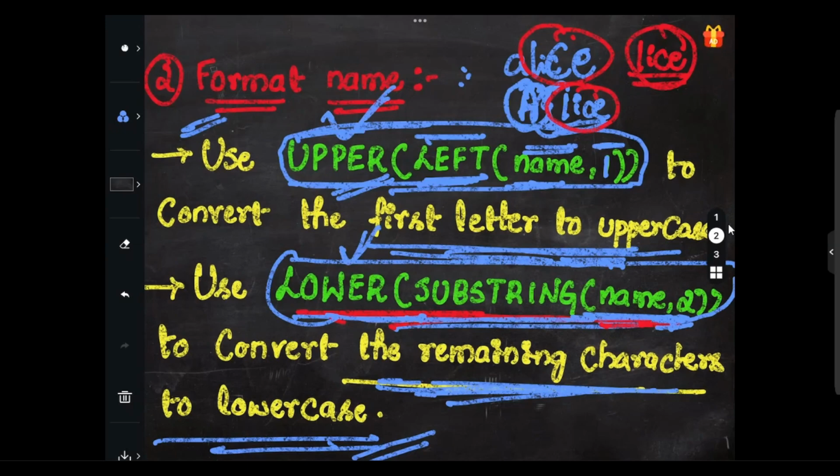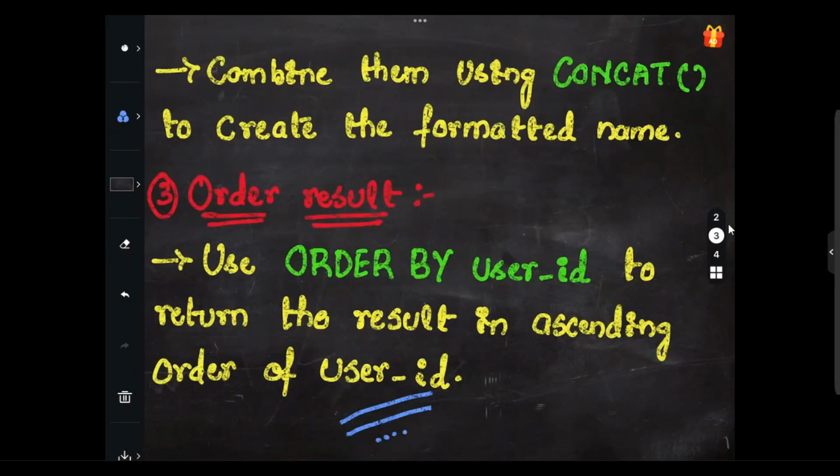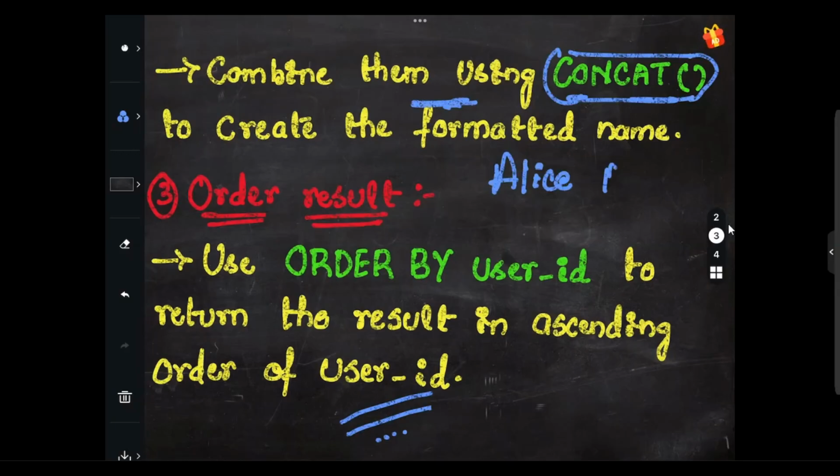So let's move to the third step. Before moving on to the third step, we will combine them. So first we will convert the first letter to capital, and then we'll convert all other letters to small. So now we have both parts. Then we have to concat to create the formatted name, right? So we get the whole name, as in this case for the example. So that is the reason we'll be making use of the concat keyword here. This is fine.